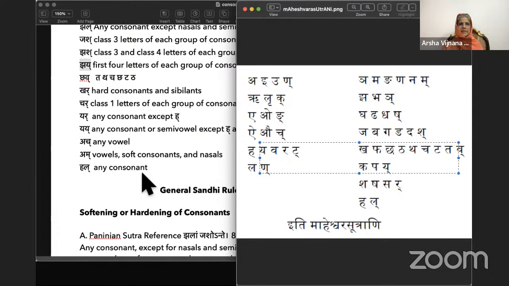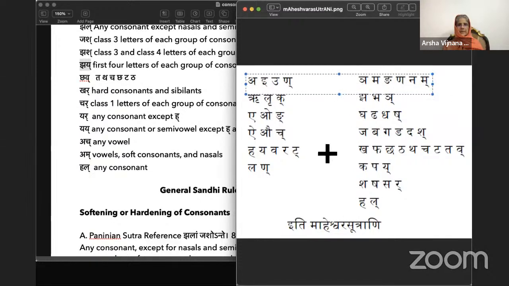And then we have... Start from there. All the way here. All this is also included on the left-hand side. This is vowels, soft consonants and nasals. If you want to look at them together, it is this. So these are some of them which we'll be studying.